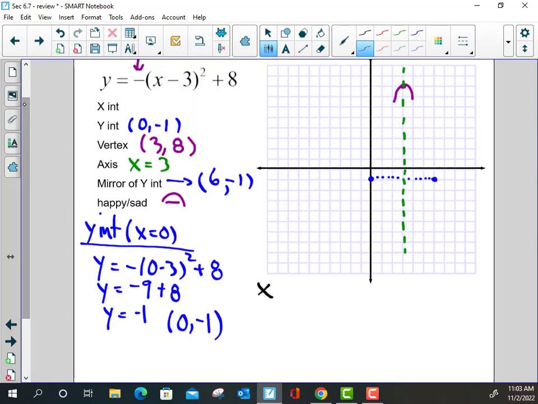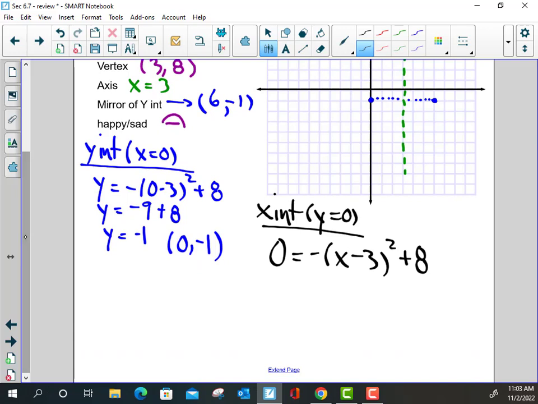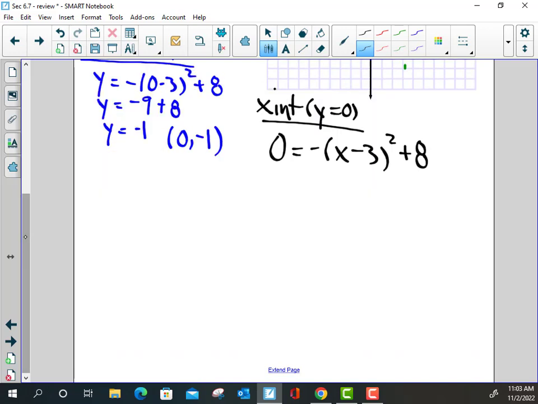So for x-intercepts we set the y value to 0. So we're going to have 0 equals negative (x minus 3) all squared plus 8. Okay, so you have some options. As soon as this is set to 0, all of your solving strategies come into play. You could expand all of this out, create standard form, and then use the quadratic formula. You could expand it out, create standard form, and see if it factors nicely. Or you could also try and solve this algebraically by isolating the x value. And that's what I'm going to do here.